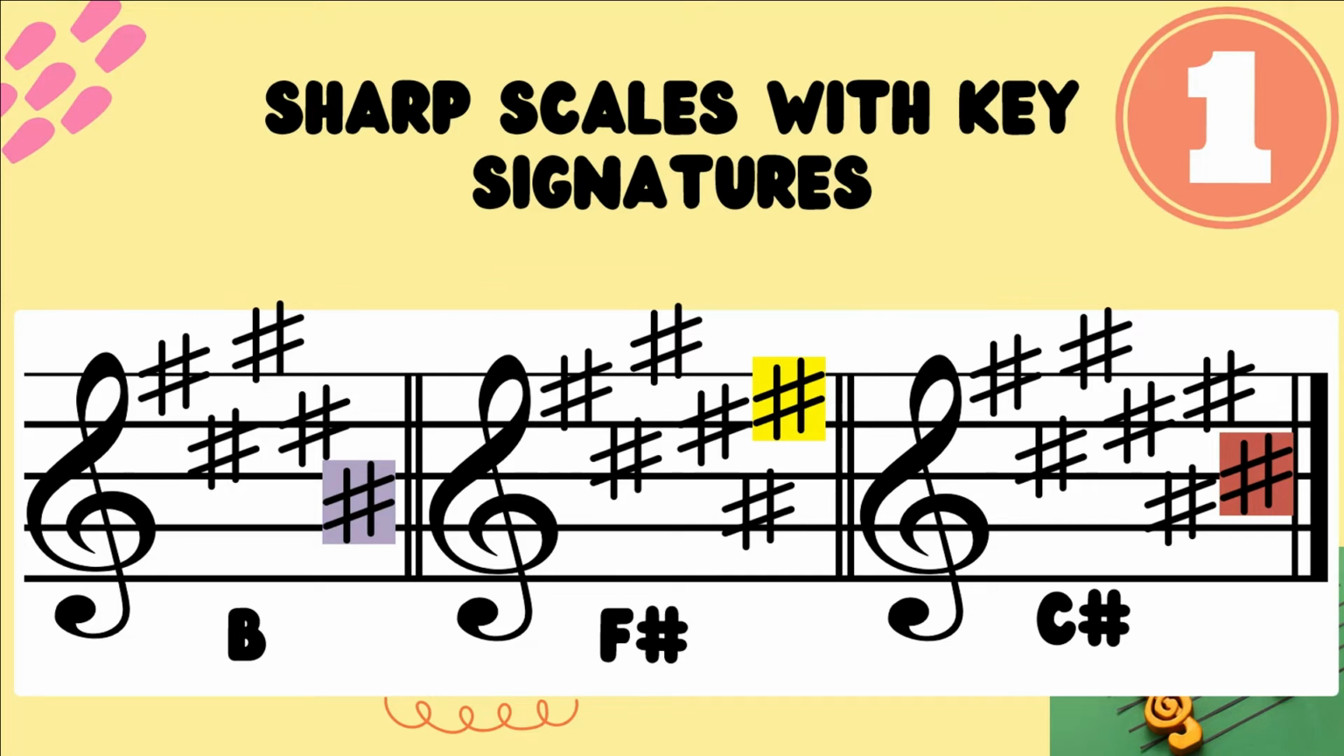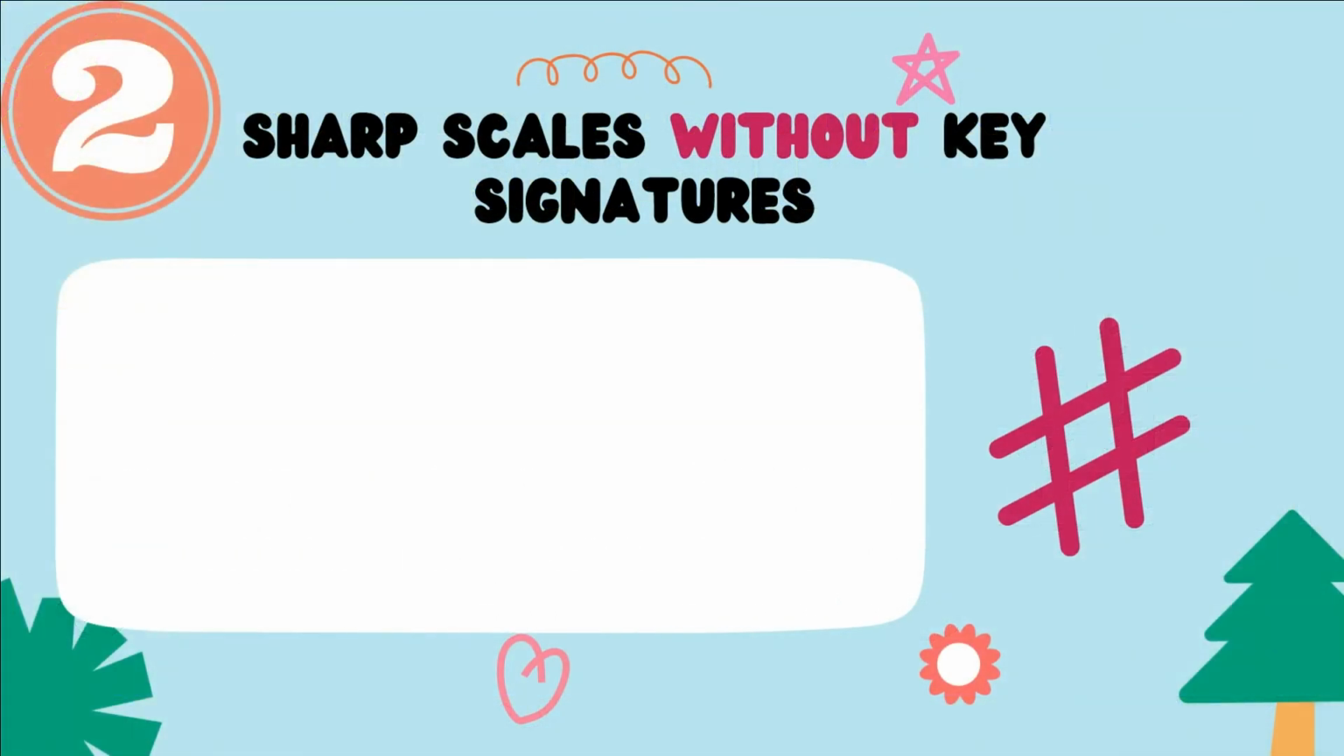And then we just look at the name of the key and then arrange the notes from the first note of that scale to the octave of that scale. And let's go to the second one, which is sharp scales without key signatures. How do we construct the sharp scales without key signatures?